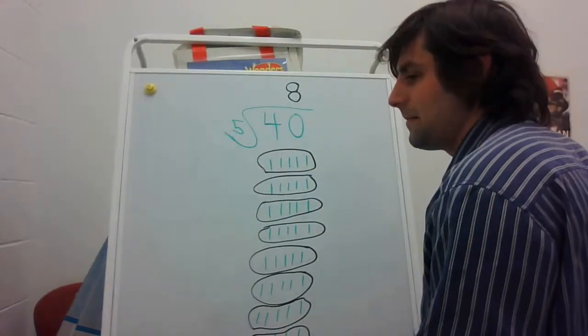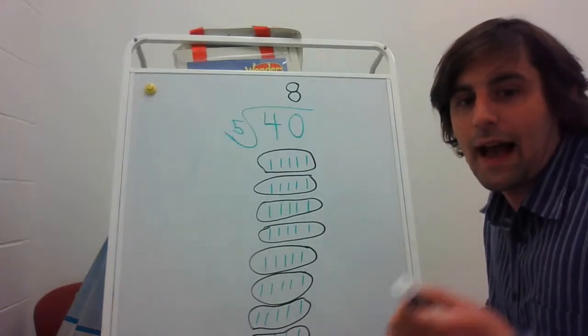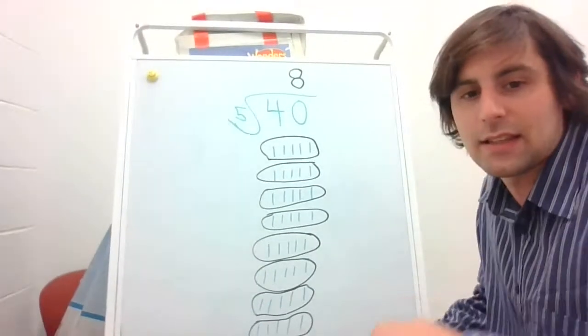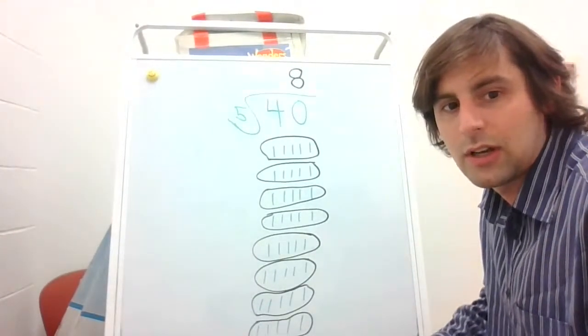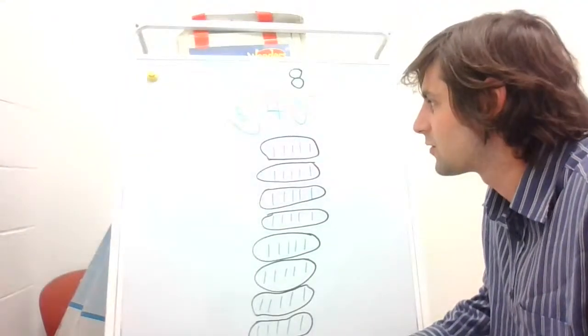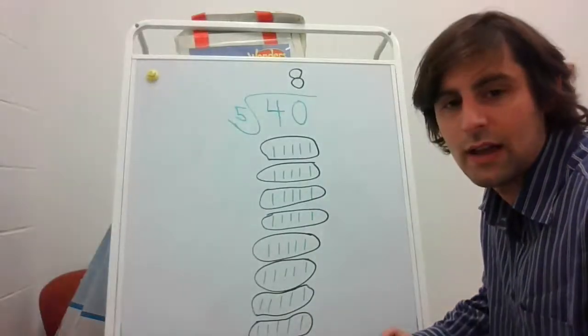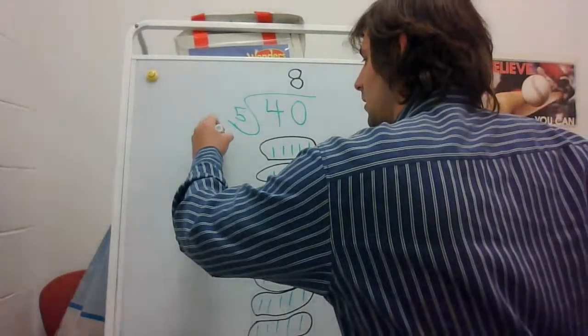Now, let's say you want to do it faster. Counting all those tallies will get you the right answer, but you have to do it carefully because if you miscount, you can mess it up, and it does take a while. There is a faster way to do it. The quicker way is to skip count by 5s. So I'll show you that now.